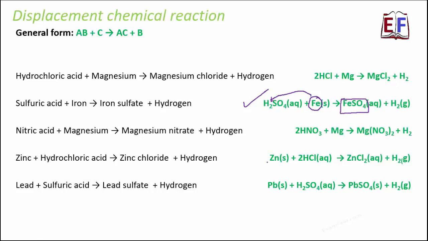Right? Similarly, let's talk about this equation. Zinc plus HCl gives ZnCl2 plus H2. Here also we see that zinc is actually kicking out hydrogen from this compound and taking its position and forming ZnCl2. So we see displacement is taking place in each of these reactions, and that's why they are called displacement chemical reactions.